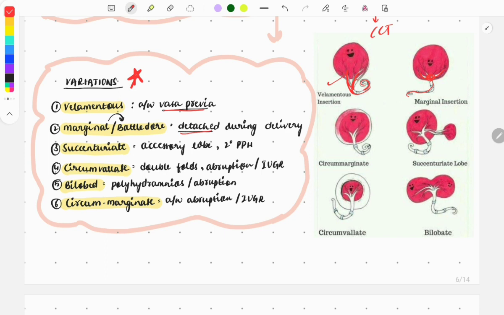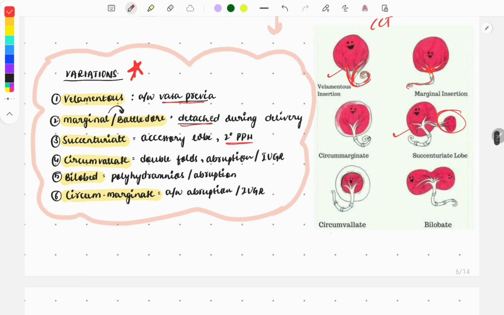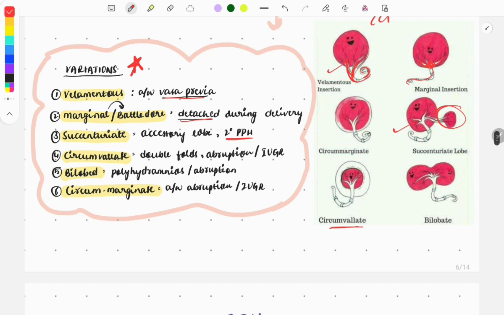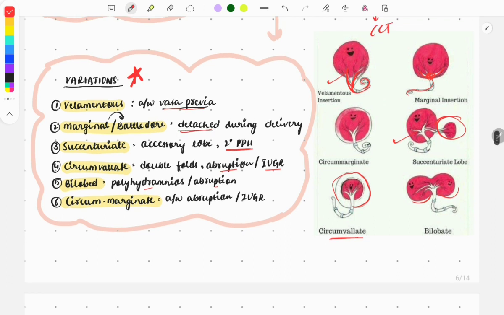Then the succenturiate, which is also called the accessory lobe, as you can see here. There will be a lobe present, and this can cause secondary postpartum hemorrhage. Then circumvallate: here, as you can see, there will be double folds of the placental membrane, and this is associated with abruption and IUGR. Then there can be bilobed, another variant of the placenta, and this is also associated with abruption and polyhydramnios. Then circummarginate.